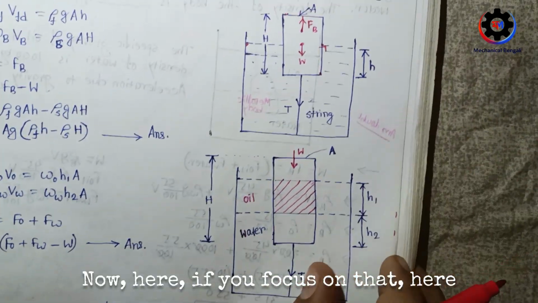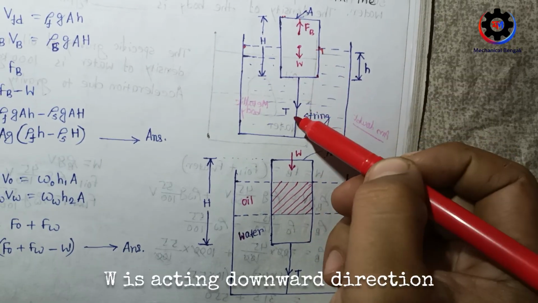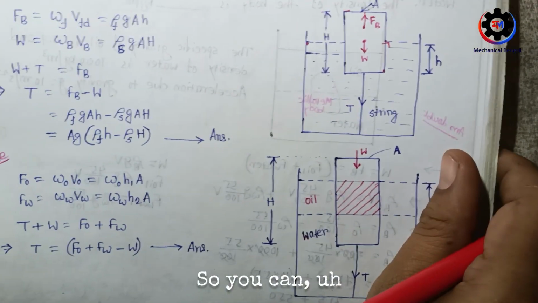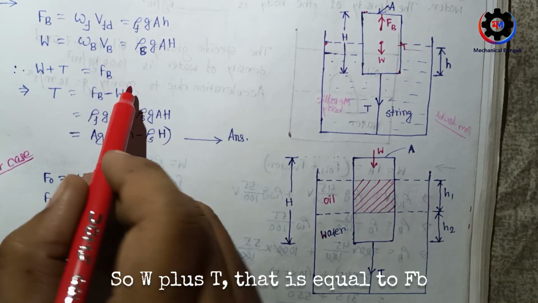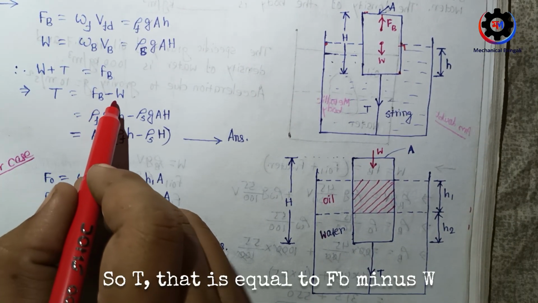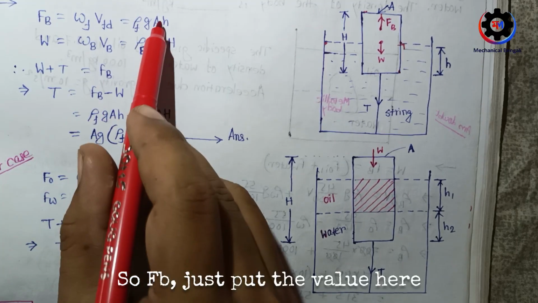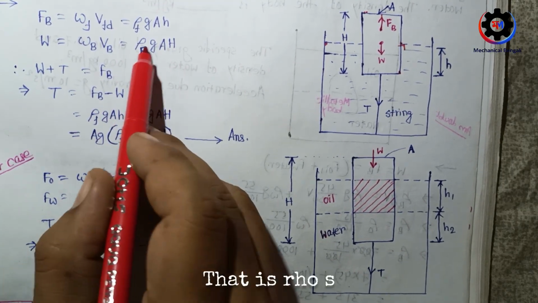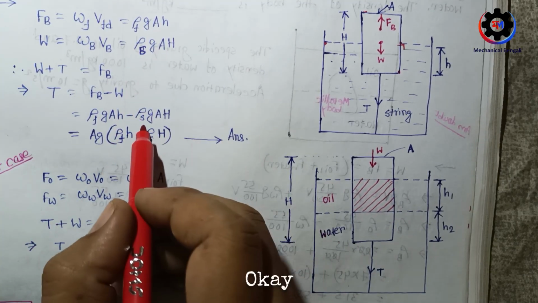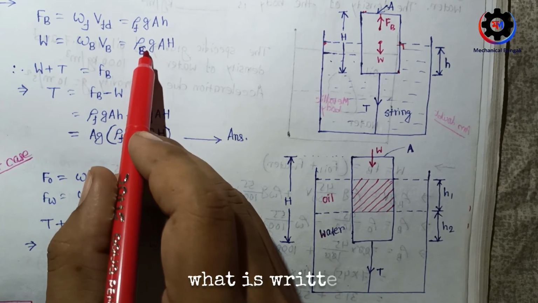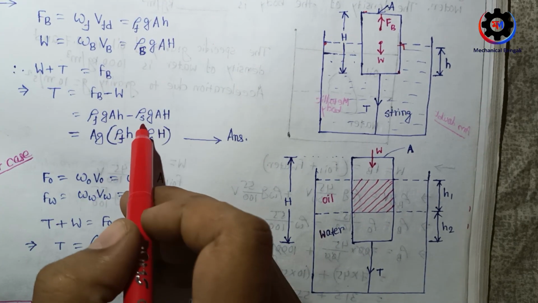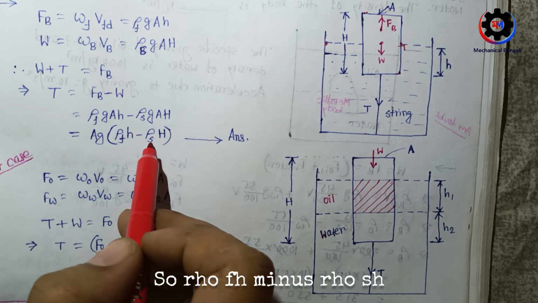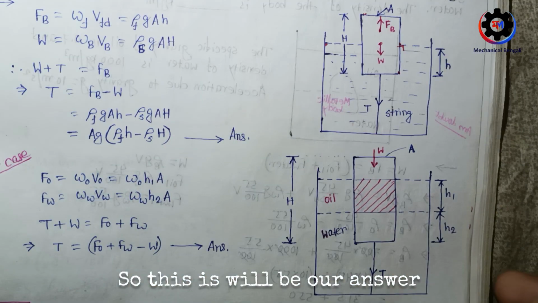Now if you focus here, W is acting downward, T is also downward. So W plus T is equal to FB. So T is equal to FB minus W. Okay, just put the values: FB is rho F G A into h, minus W, which is rho S G A into H. Density of solid is rho S. From here A into G is common, so T equals A G times rho F h minus rho S H. So this will be our answer.